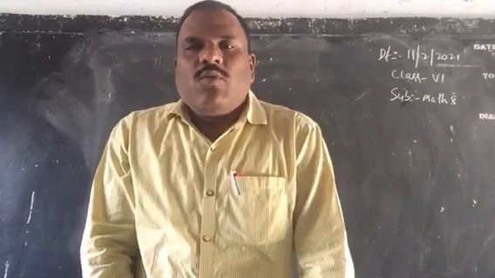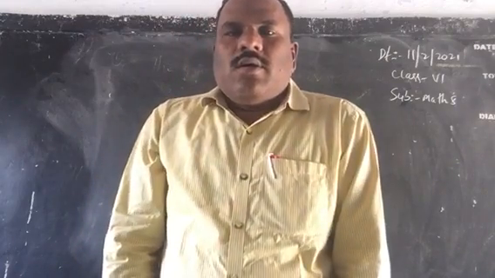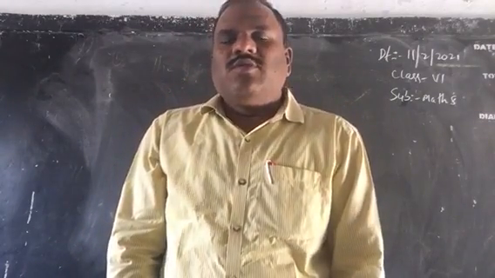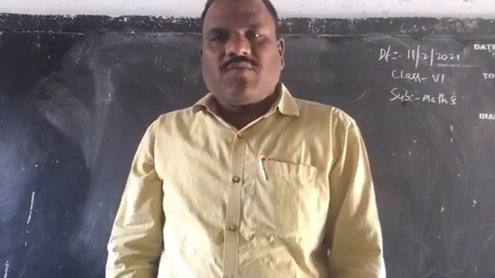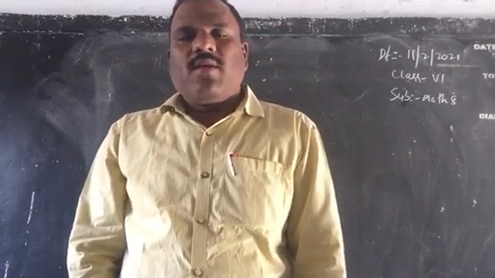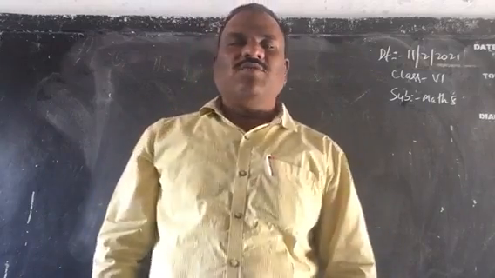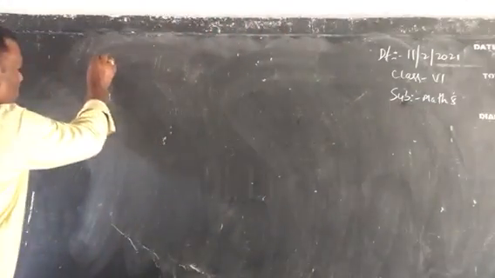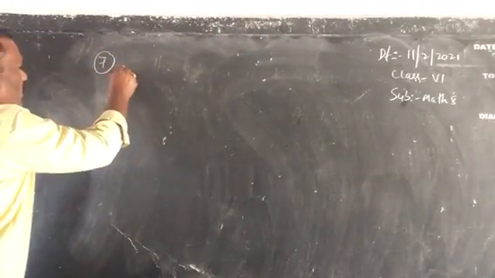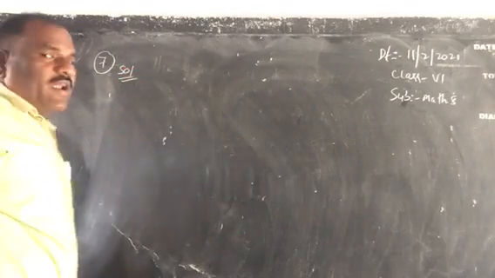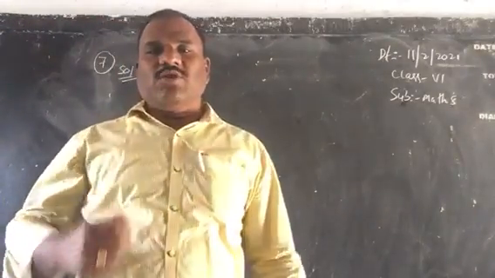Today I am going to explain the exercise 11.4 from chapter 11, Area and Proportion. In exercise 11.4, the 7th sum, children. I am only explaining the solution. You can write the question by seeing the textbook, children.